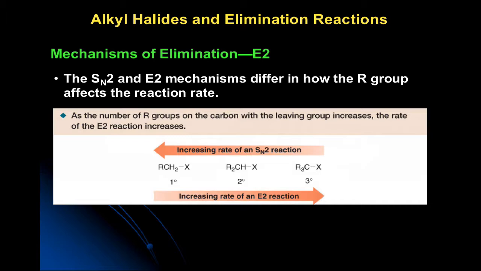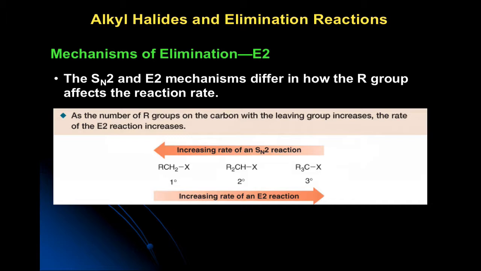If you look at the rate of reaction between E2 and SN2, they go in opposite directions. So you'll remember that a primary alkyl halide in an SN2 reaction was really good, whereas a tertiary didn't undergo an SN2 reaction at all. It's exactly the opposite in an elimination, okay?